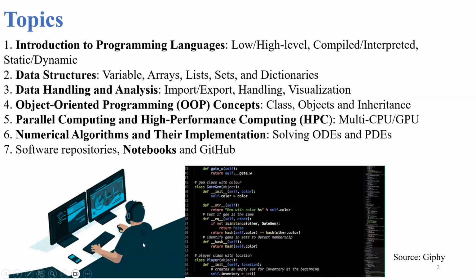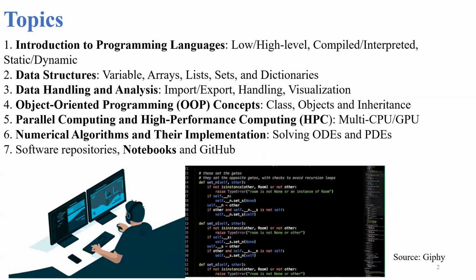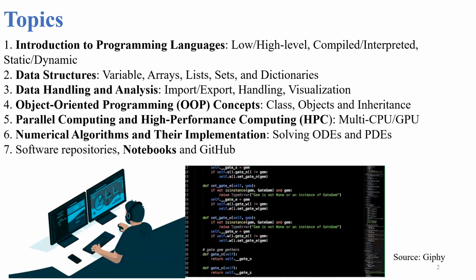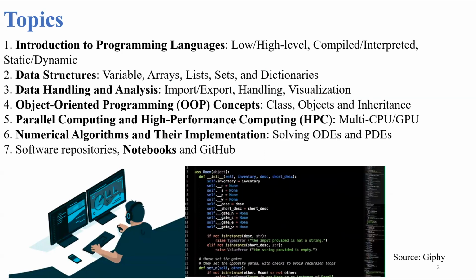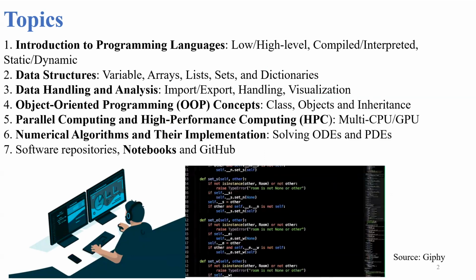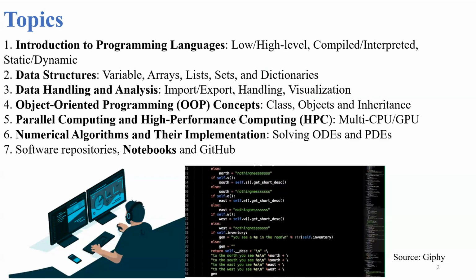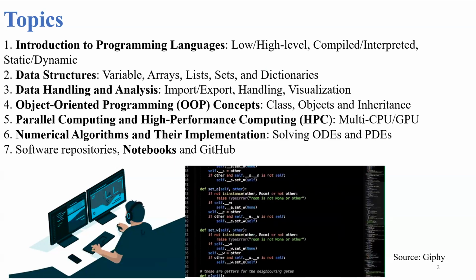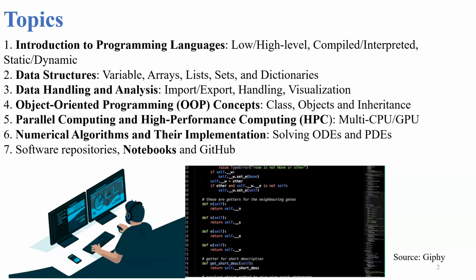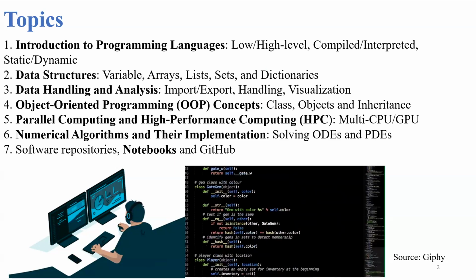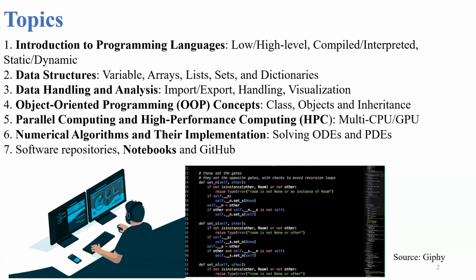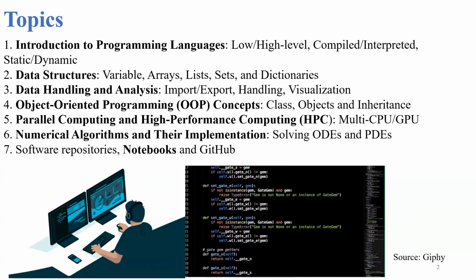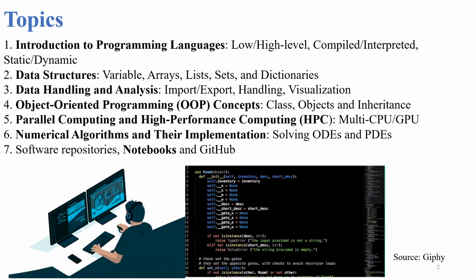Some of the topics that we are going to cover in this course are introduction to programming languages, what is a programming language, different types of programming languages, data structures, data handling such as importing and exporting data, how to handle data, and very importantly, how to visualize the data. Object-oriented programming, parallel and high-performance computing, which are necessary for real-life application of simulation methods, numerical algorithms to solve ODEs and PDEs that we covered in the previous module, what is software repositories, notebooks, and GitHub.